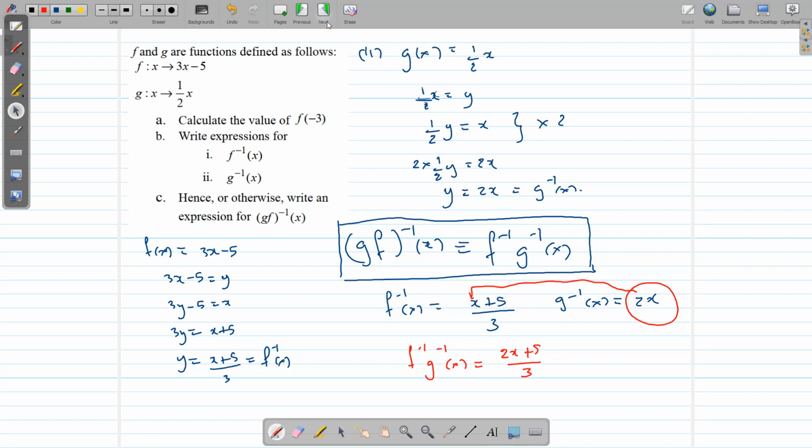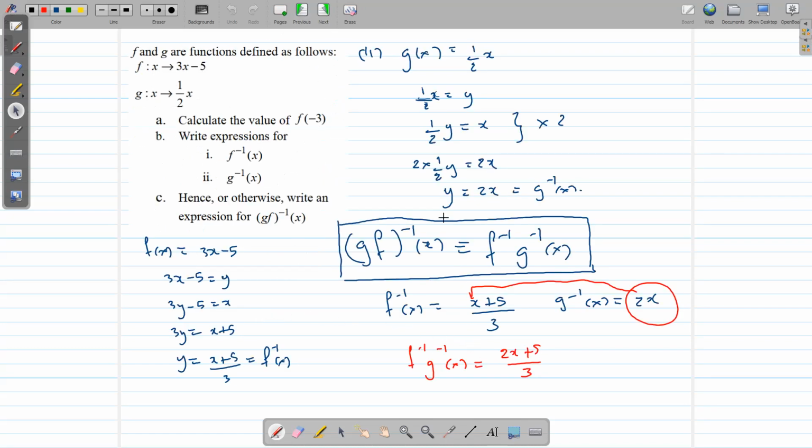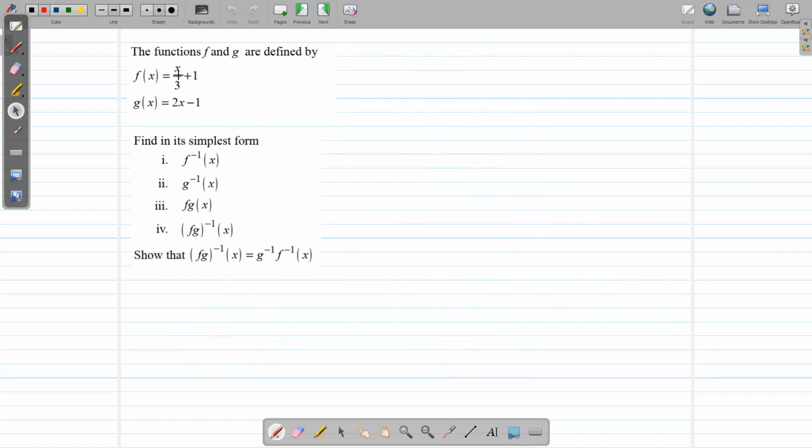Let's try another one. And this question here is similar to the question that is on this side of the paper. We have two functions. F of x is x over 3 plus 1, and g of x is 2x minus 1. So the first thing, we're going to see it plainly now here, why that was done a while ago. F inverse, let's write down f of x is equal to x over 3 plus 1. So we let this equal to y, and we switch the letters.